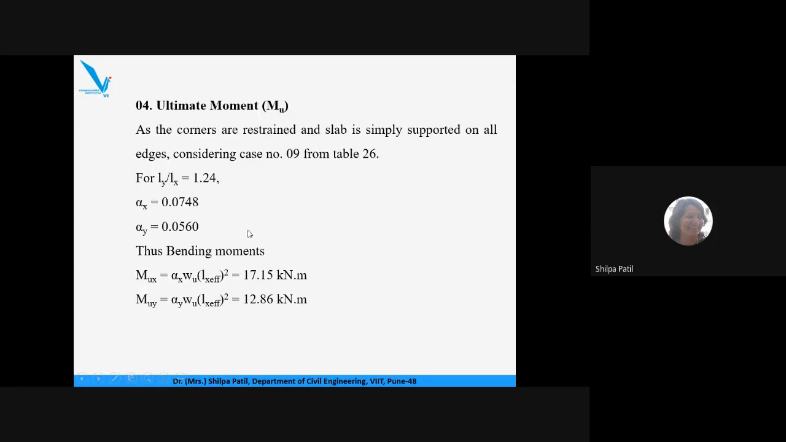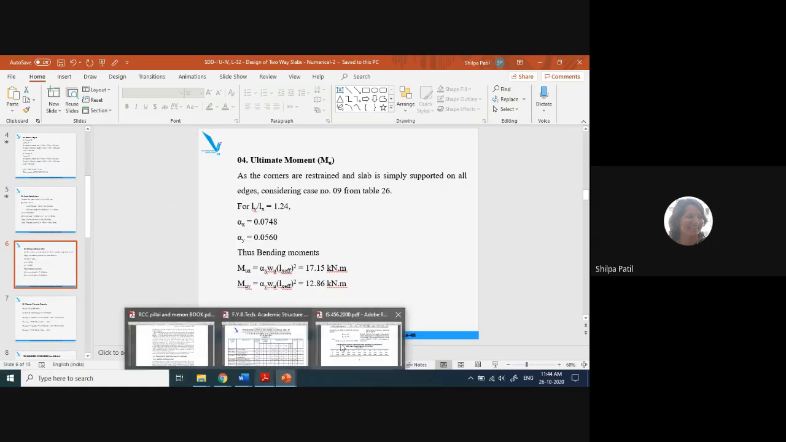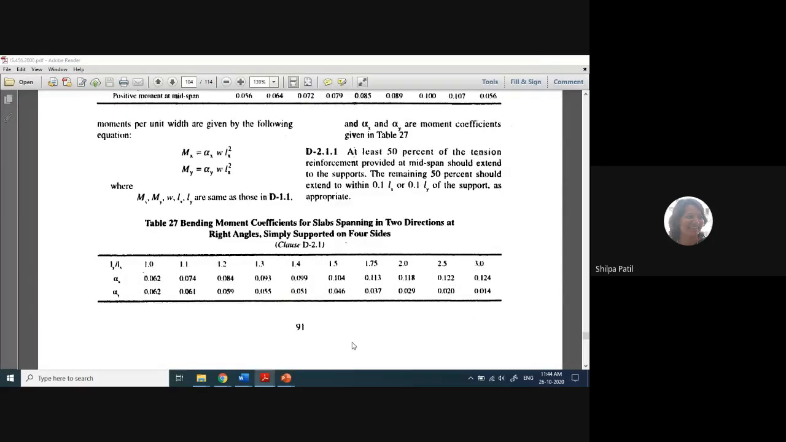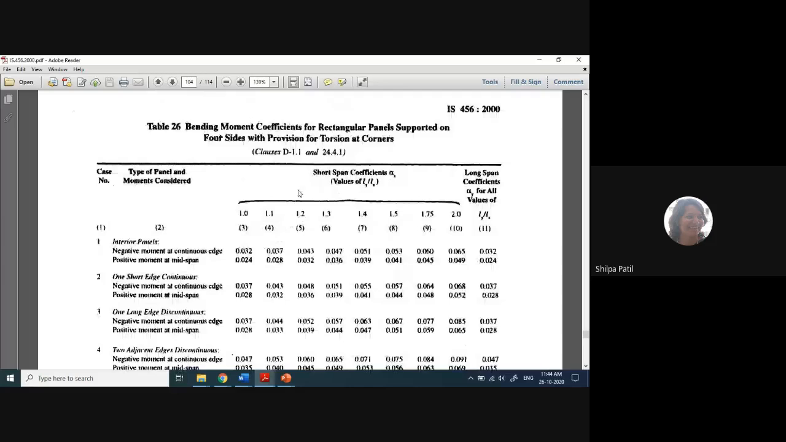The moment calculation will change now, because though it is a two-way slab with the same data, the corners are not now free to lift. So we have to make use of a different table given in the IS code, that is table number 26. So let us go to the IS code now and refer to the table. This is table 26: bending moment coefficients for rectangular panels supported on 4 sides with provision for torsion at corners.